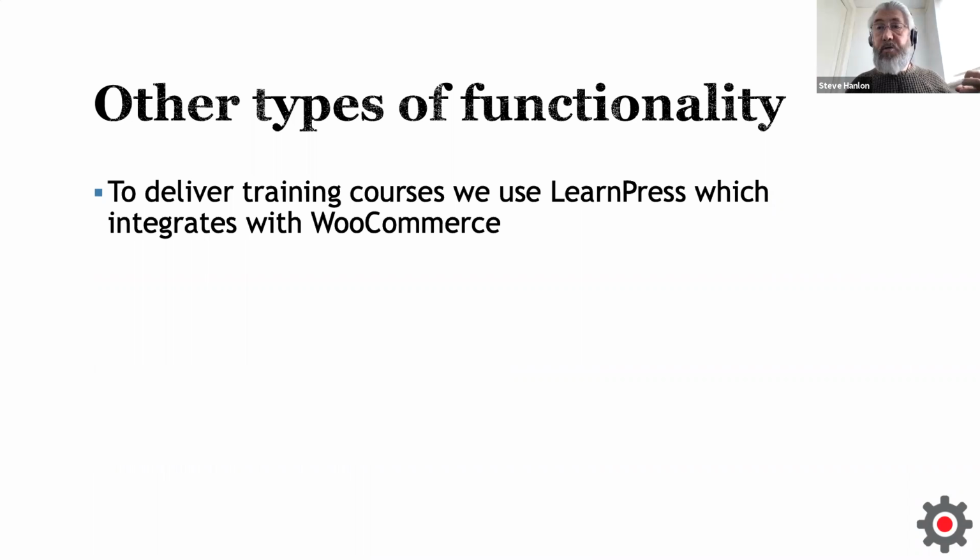Other things that you can do in WordPress to add that functionality in, well, you can deliver training courses. We've got a training course, and we use a plugin called LearnPress, which is an LMS, a learning management system. We use that one because it nicely integrates with WooCommerce. It means that people can make a payment and then get access to the course. And it also gives you a nice way of structuring sections and lessons.